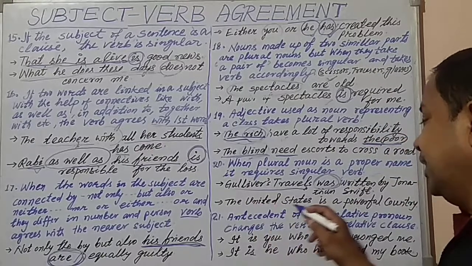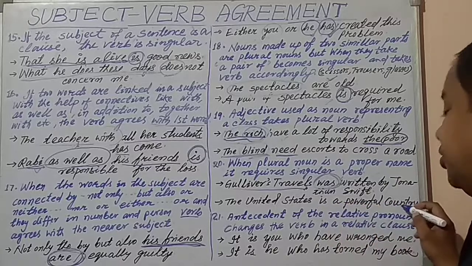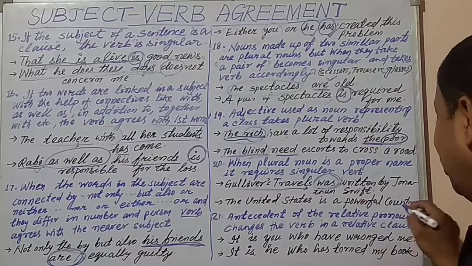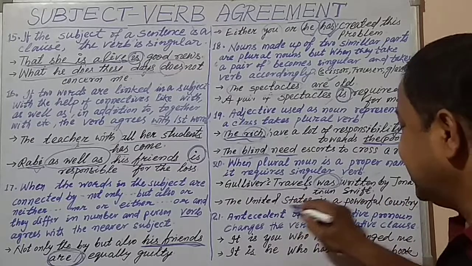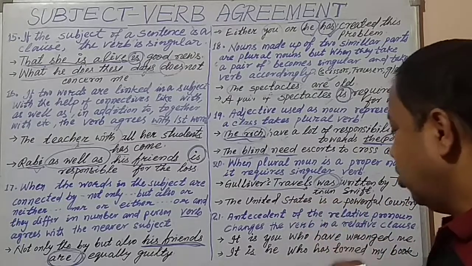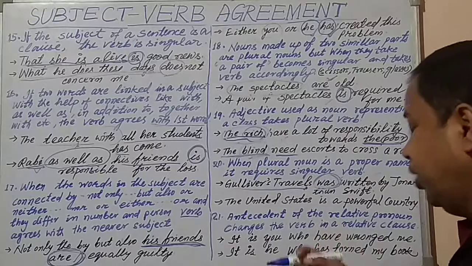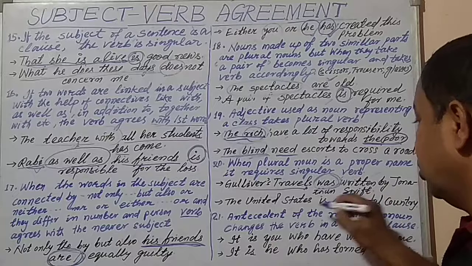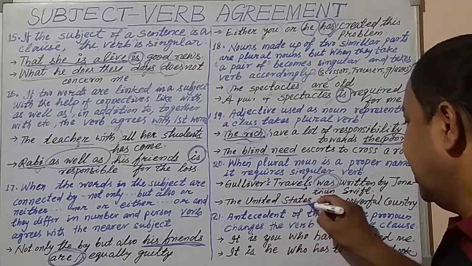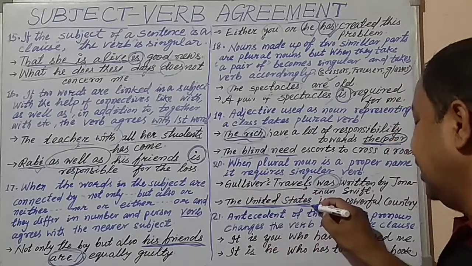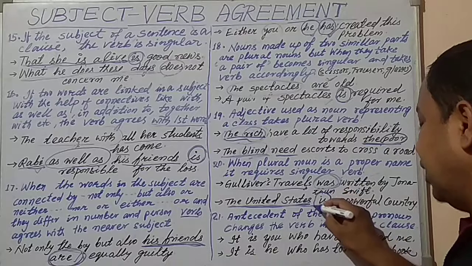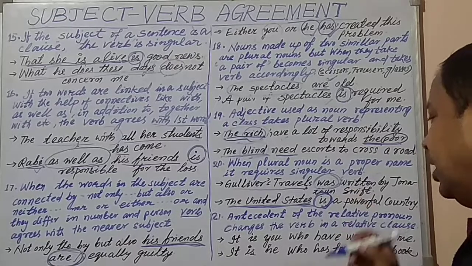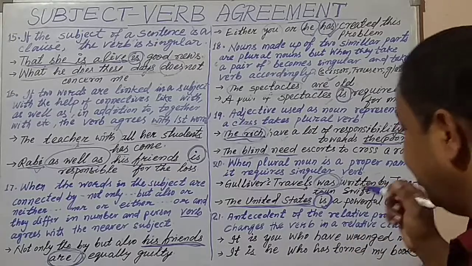Likewise, the United States is a powerful country. You see here, United States. That means it is a collection of states. It is one unit. There are so many states, but taken as one country. So this is treated as third person singular, and it takes the verb accordingly. That is is. Is here, third person singular number subject, and its verb is is.